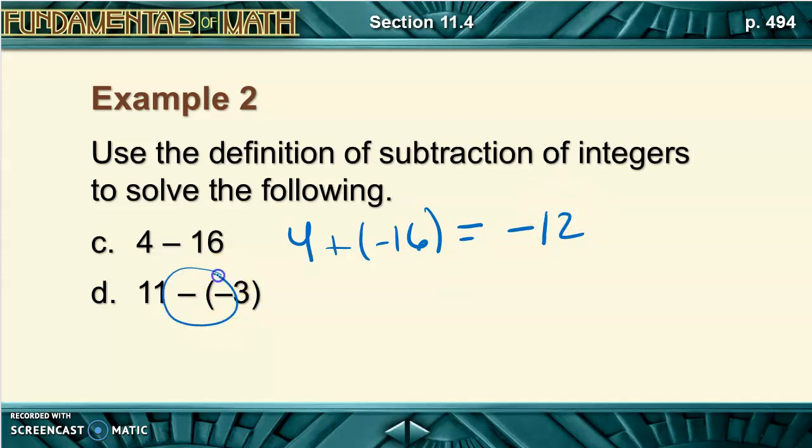Here we have a double negative sign. A double negative sign turns to a positive sign, and this just becomes 11 plus 3, which is pretty easy. 11 plus 3 is 14. Notice they're both positive values. I have a positive answer.